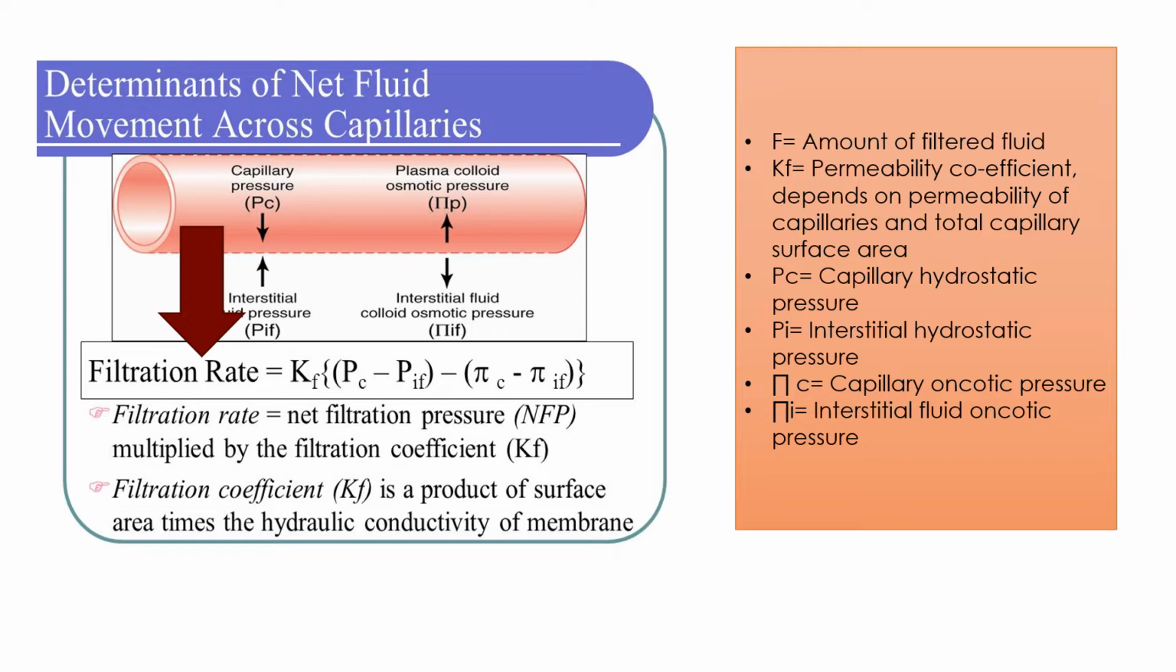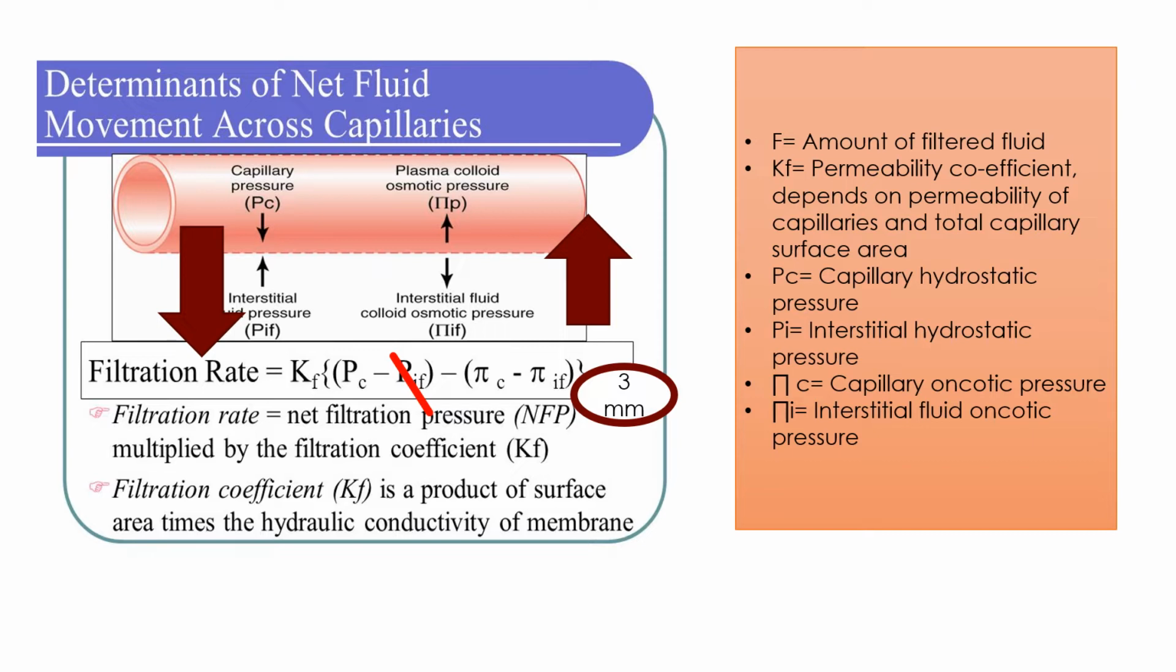At the arterial end, the fluid is forced out of the capillaries into the interstitial space by the capillary hydrostatic pressure. And at the venous end, on the other hand, fluid is drawn inwards into the capillary by colloidal osmotic tension. Now, Pif, the hydrostatic pressure of the interstitial fluid, is negligible, and πif, the interstitial fluid oncotic pressure, is also very low, that is 3 mm of mercury.